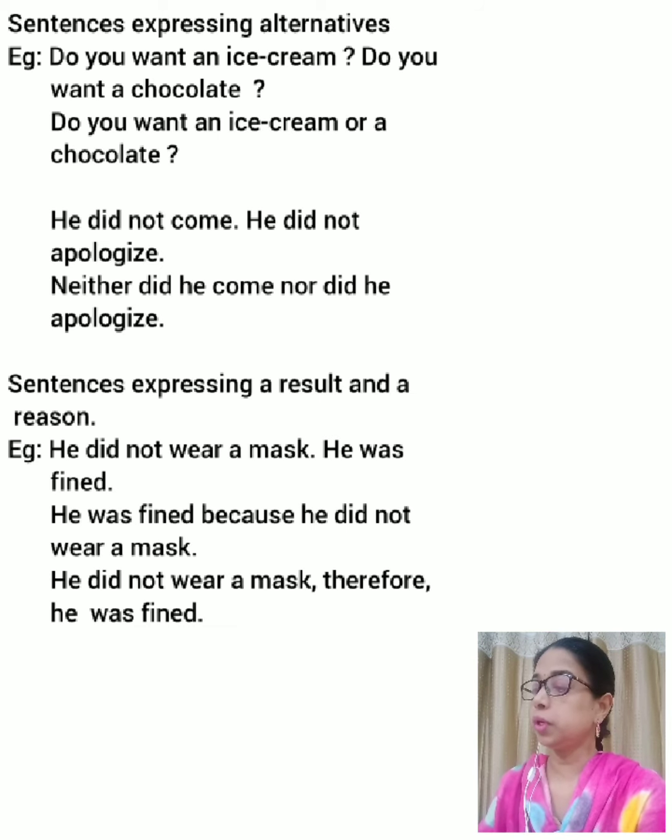Now the fourth way of joining is when two sentences express a result or a reason is given for something, then you can join them by using the words because, as, since, therefore instead of so, because you are not supposed to use so. So these are all the different words which you can use instead of so. Now in the example you can see, he did not wear a mask, he was fined. So here you can see there are two sentences which are expressing a result and a reason.